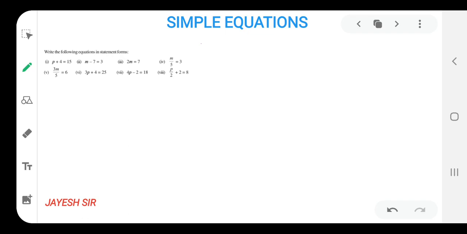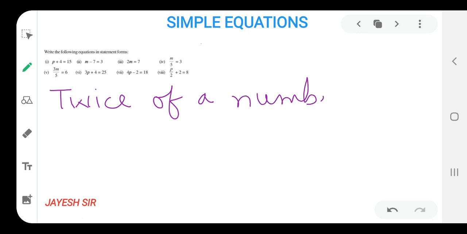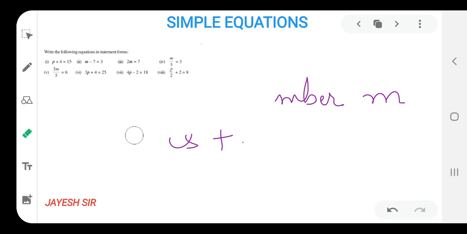So let us begin with the third sum, that is 2m equals 7. How are we supposed to write it? Twice of a number, twice of a number m is 7. I hope you all might be getting it. We know this very well, as we have done this in the previous type also. Twice of m, that means 2 times m, gives 7. So that is the correct answer for question number 3.